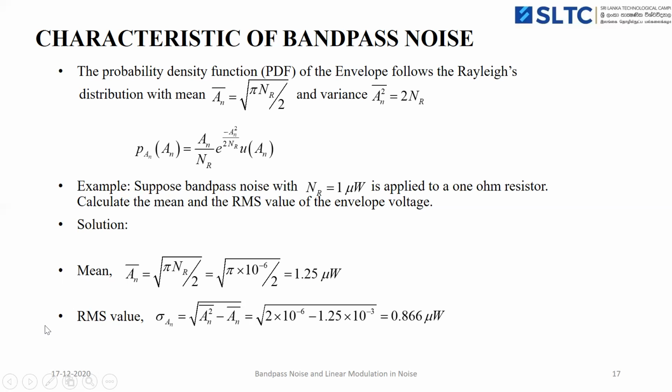For the RMS value, sigma A_n equals square root of A_n squared bar minus A_n bar squared. Here A_n squared bar is the mean square value of the envelope, and A_n bar is the mean value of the envelope. By substituting and simplifying, we get the RMS value of the envelope voltage equal to 0.866.